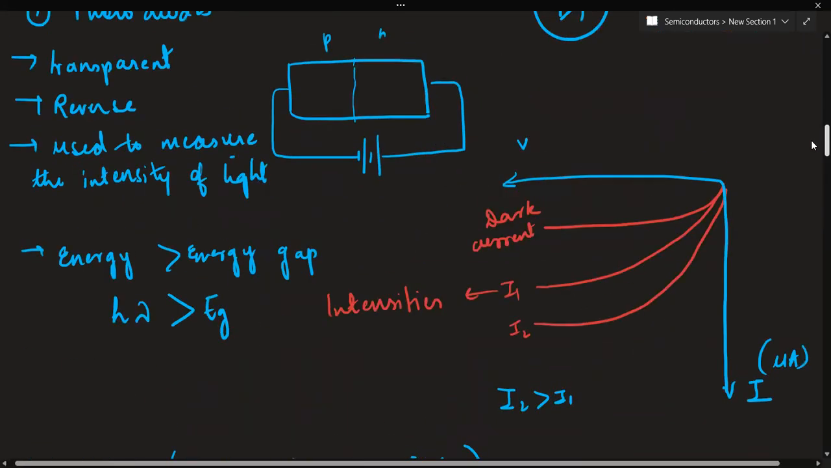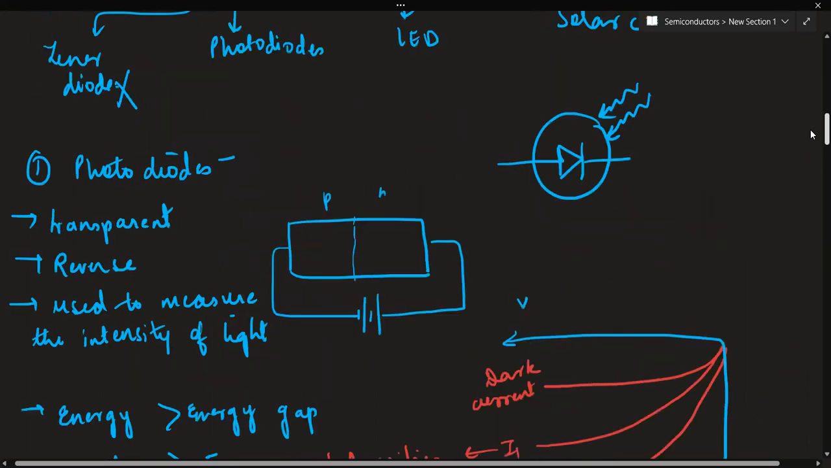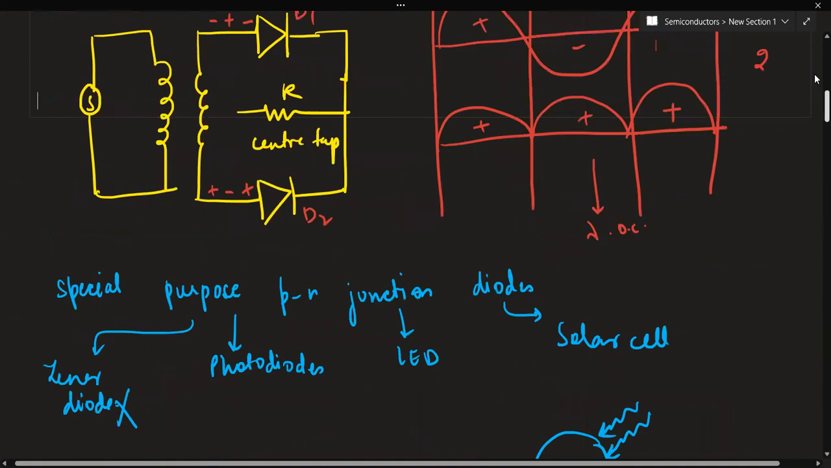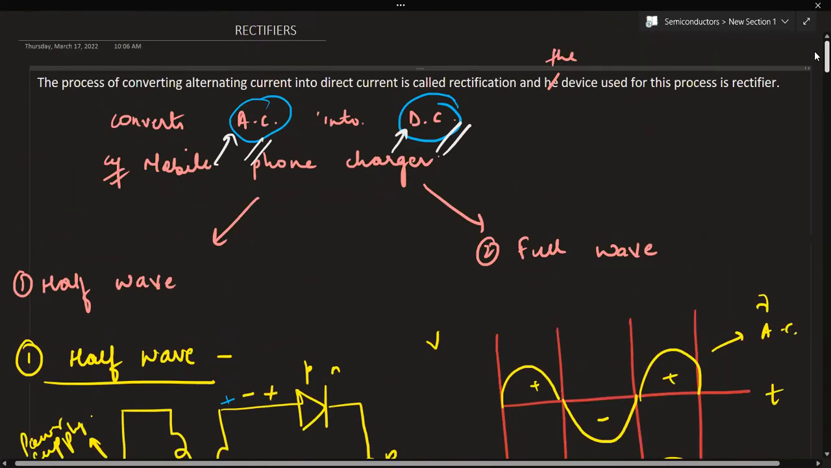So you should remember which type of biasing occurs, what is the setup of each of them, and the graph of each one. All right, is this clear? Yes, ma'am. Any doubt?